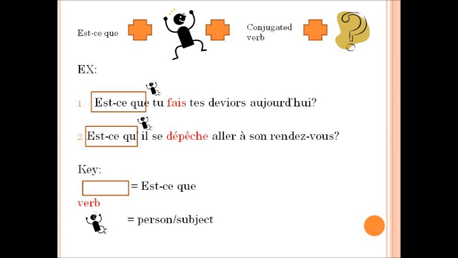Here are some examples. Est-ce que tu fais tes devoirs aujourd'hui? Is it that you are doing your homework today? Est-ce qu'il se dépêche aller à son rendez-vous? Is it that he is rushing himself to go to his appointment? Note that I put a key at the bottom. Est-ce que is boxed, the verb is highlighted, and your person is the subject. There's a little picture guy on top.